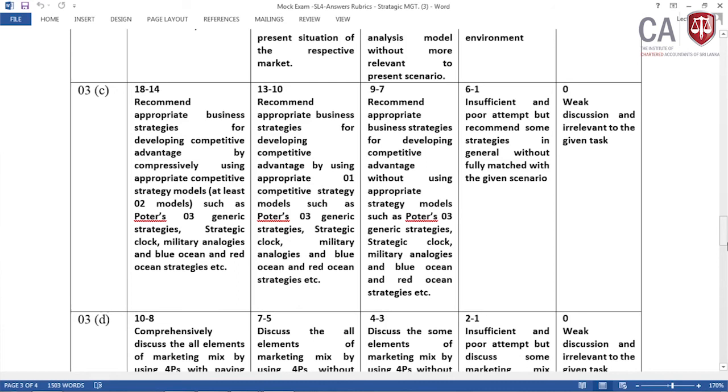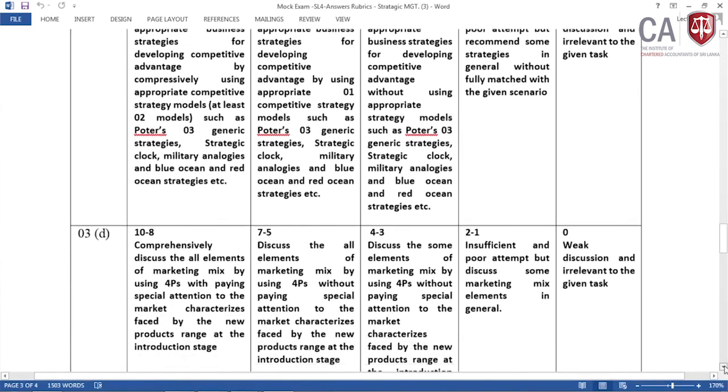6 to 1 marks: insufficient and poor attempt but recommend some strategies in general without fully matching the given scenario. Then 0: weak discussion and irrelevant to the given task.